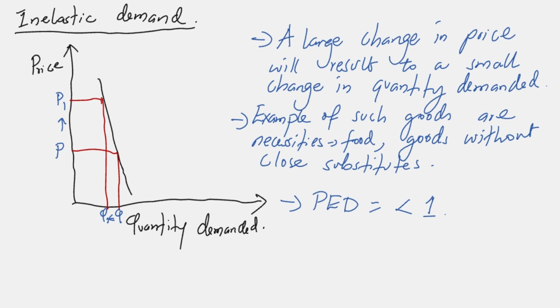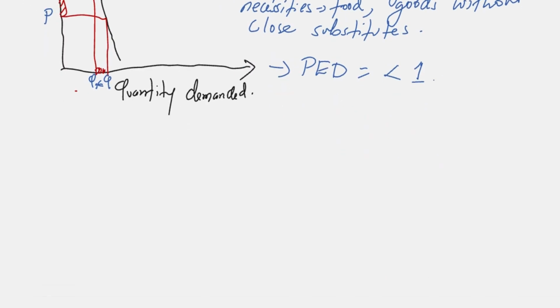And here we say that the PED, when you calculate, it is usually less than 1. That is the absolute value. Of course, these are negative there because of the negative relationship between price and quantity demanded. Think about this. If you're in business and you're dealing with such a good, we shall see how you can benefit from this knowledge of price elasticities.